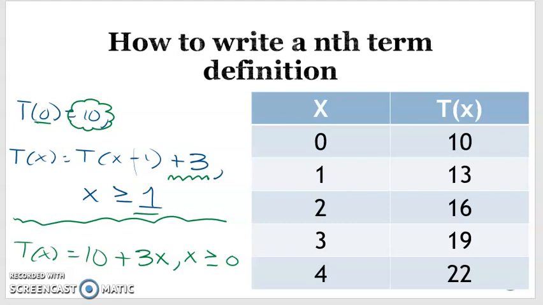So that is an example of writing it into the nth term from recursive, even from the table. And I would say if you want to go back and look at how we handled it, definitely feel free to rewind the video, slow it down, and bring questions to your Algebra 2 teacher.